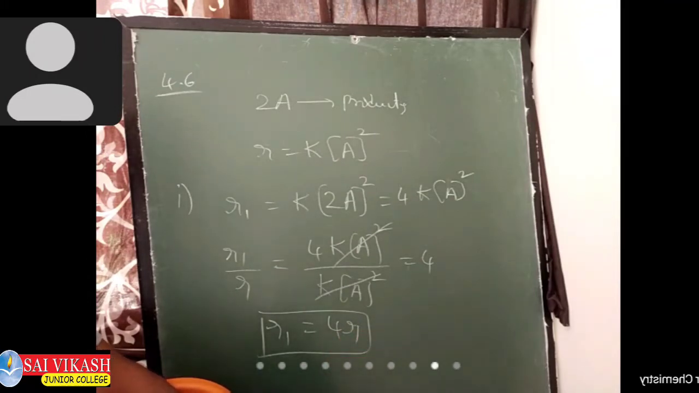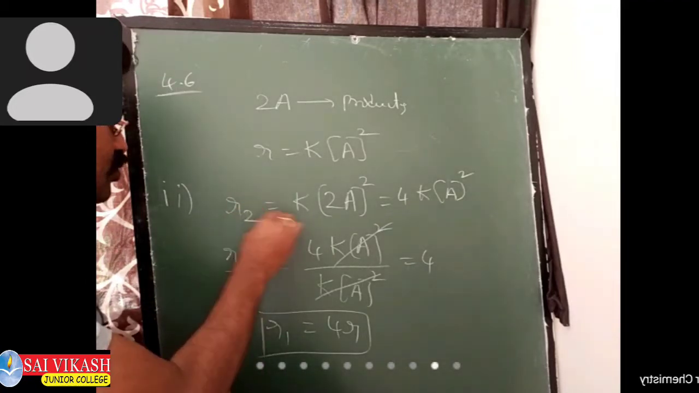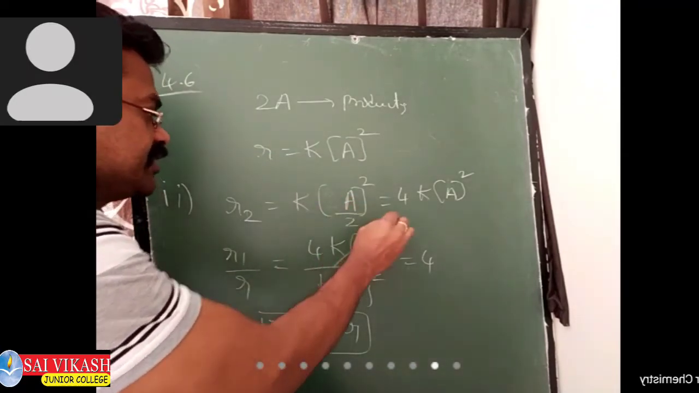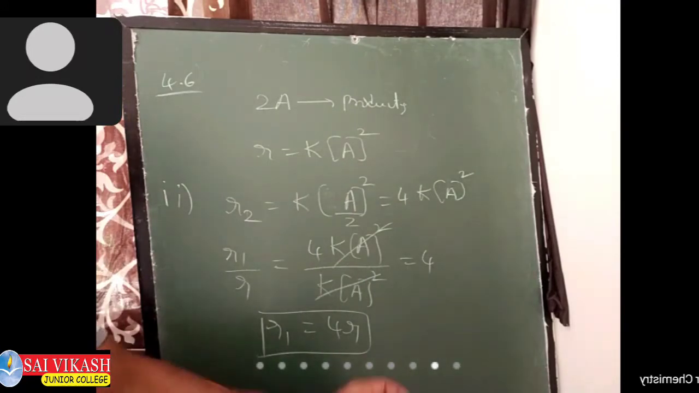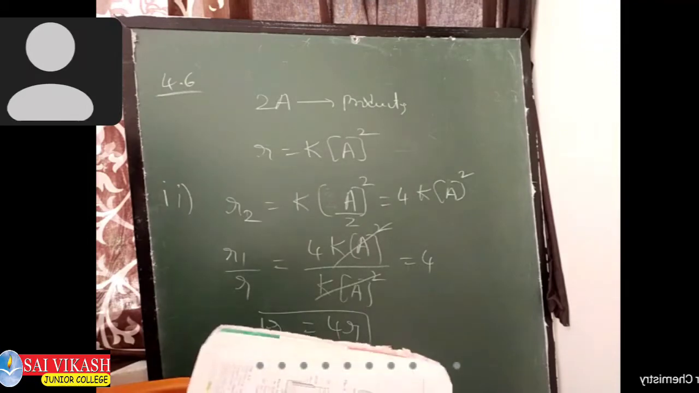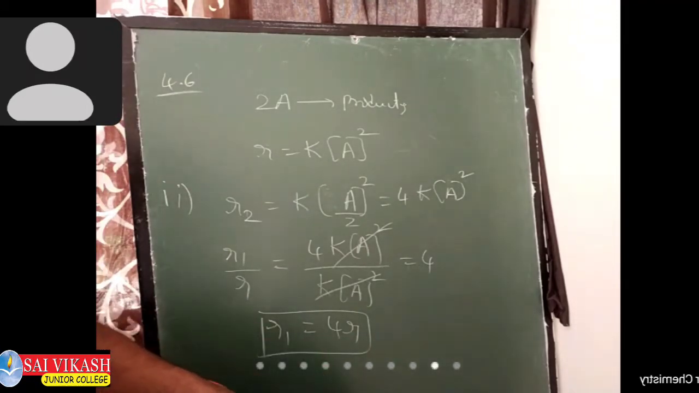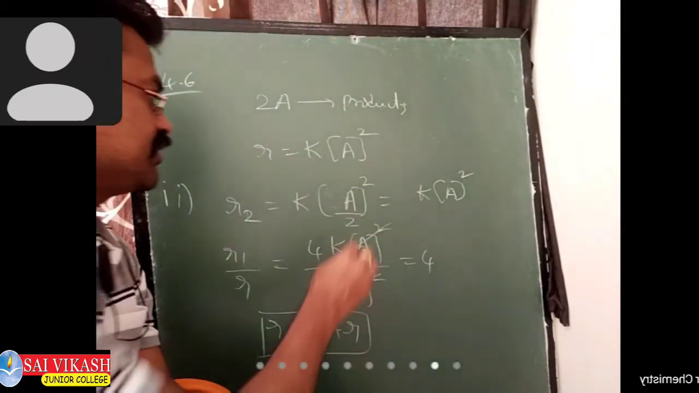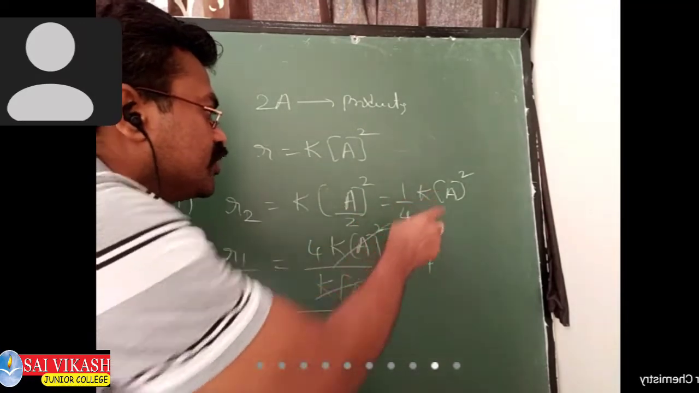This is the first question. The second question is, it is reduced to half. It is reduced to half means what? Now I take R2. Therefore R2 equals K into, now A becomes A by 2, that is reduced to half. A becomes A by 2, whole squared. So now what will happen? 2 squared becomes 4, so 1 by 4 comes to the front: 1 by 4 into K into A squared.